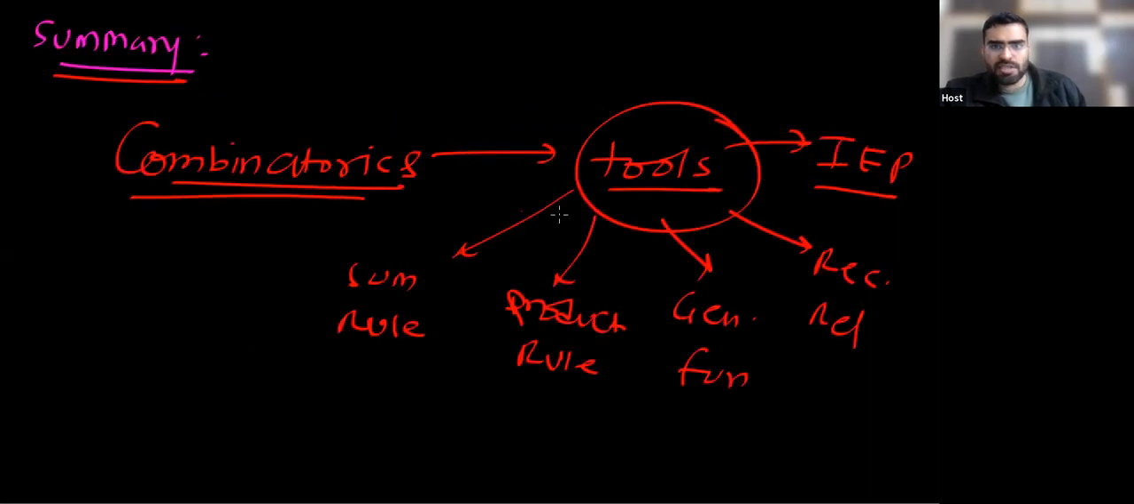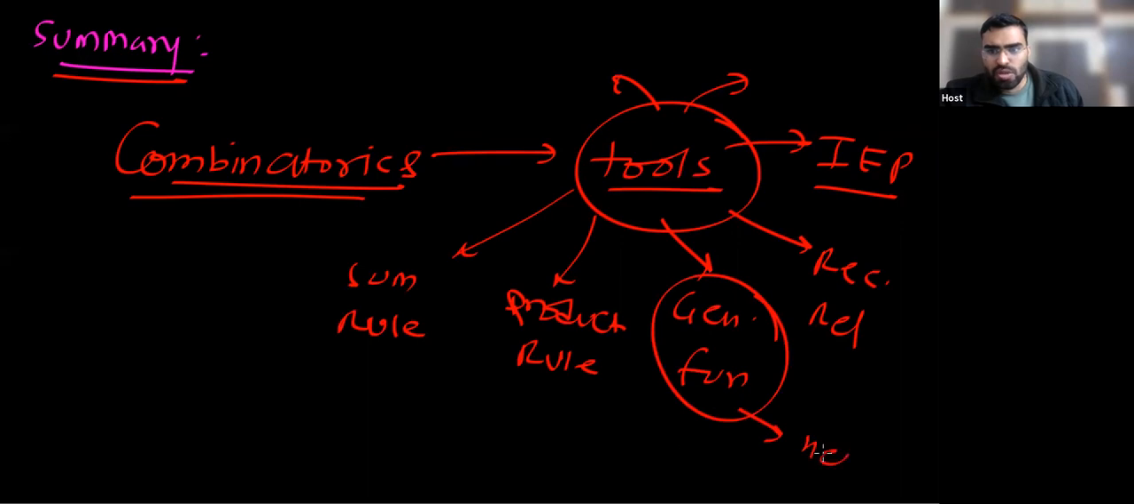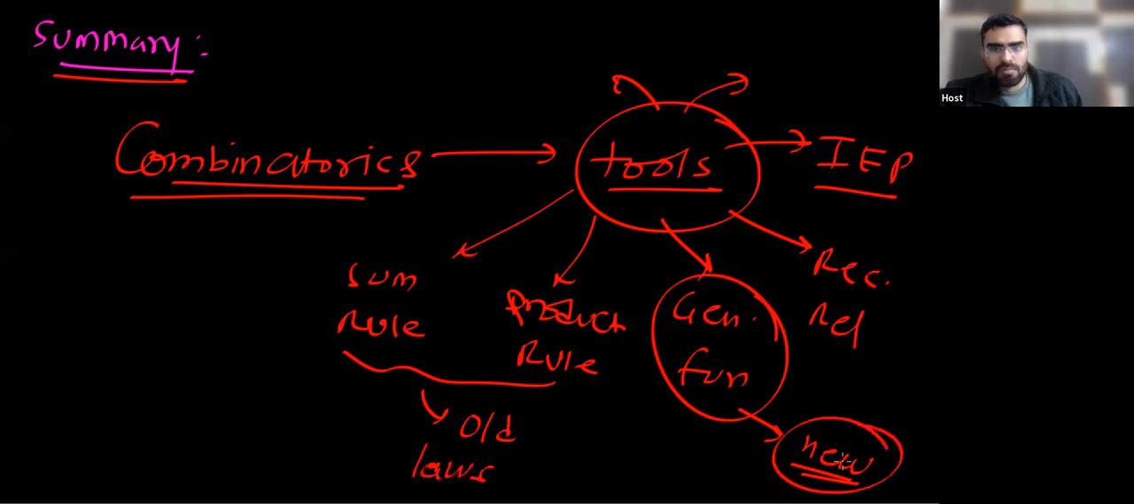Similarly, combinatorics is nothing but a set of tools. Many tools we have. From time to time new tools are coming. For example, generating functions are new, while these other things are very old principles and very old laws. So you can notice new tools are coming. There are many more tools.